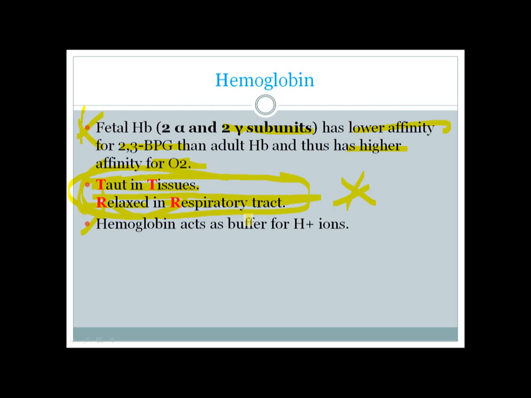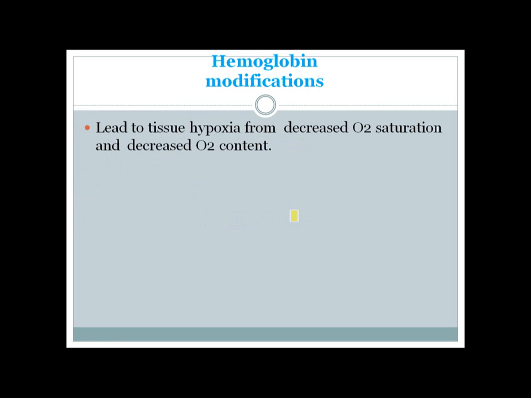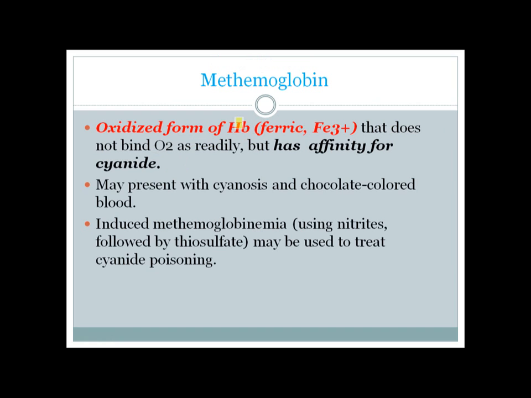And hemoglobin also acts as a buffer for hydrogen ions. And if somehow hemoglobins are modified, it would lead to decreased oxygen saturation of hemoglobin and ultimately decreased oxygen content. So one of the important modifications of hemoglobin is methemoglobin.